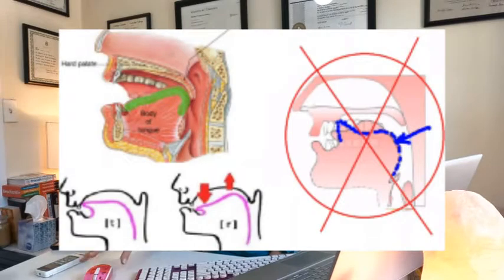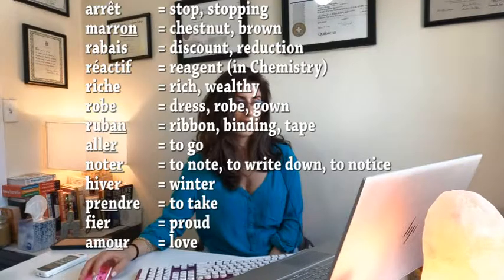R. It's not R, it's not R. It's somewhere in between. So it's right here where you say rouge. So moulin rouge. It's not rouge, it's rouge. So again, back at the throat, rouge. A few examples would be arrête, marron, rabais, réactif, riche, robe, ruban.